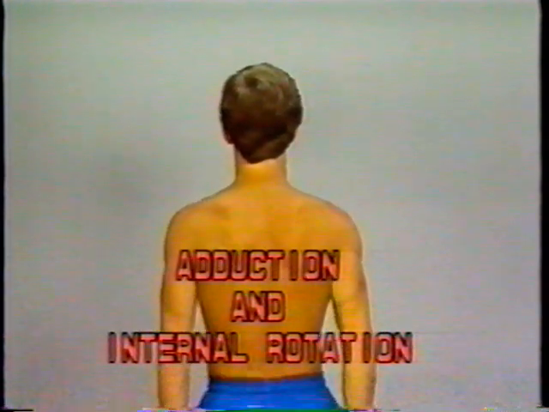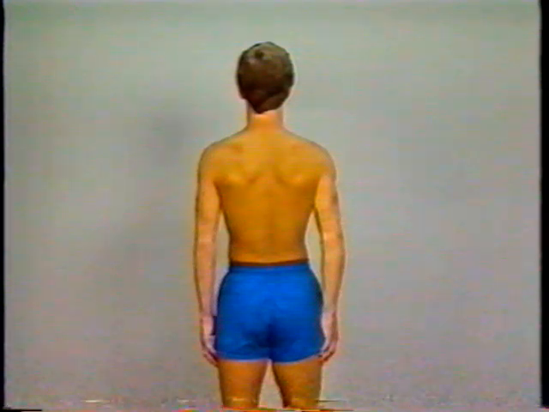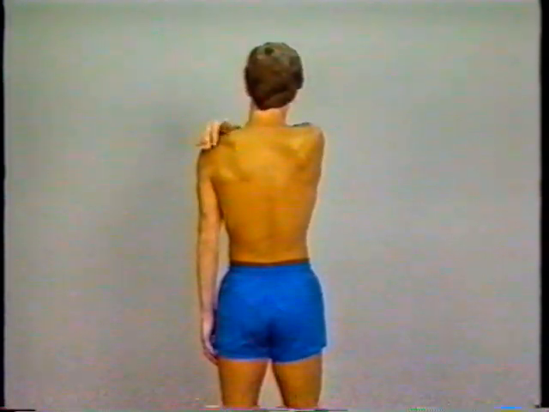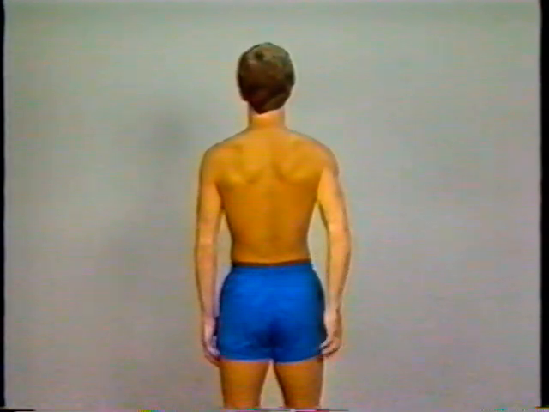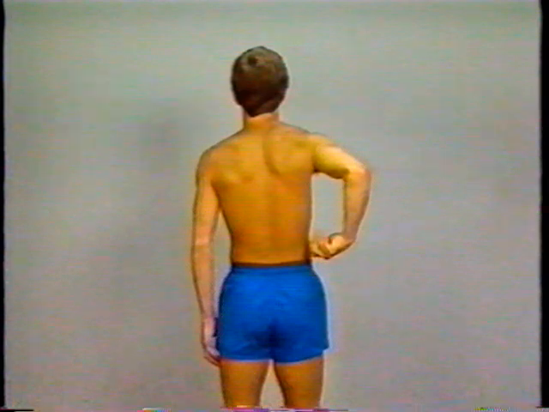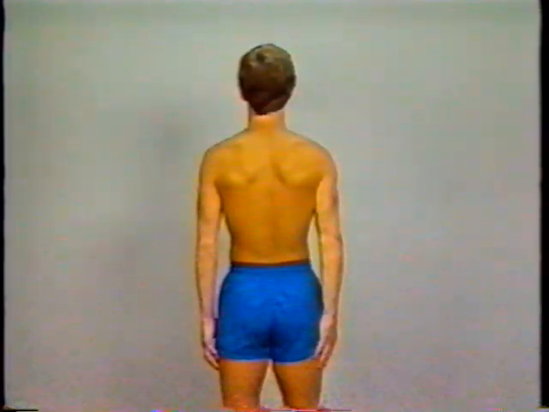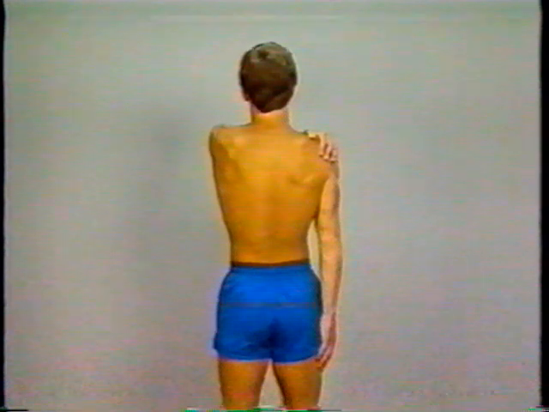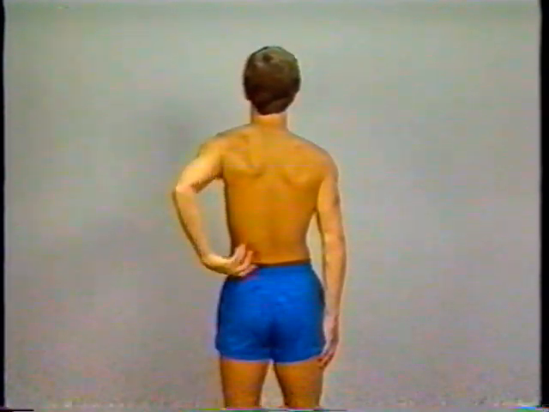Adduction and internal rotation. The patient is asked to reach across the body anteriorly to the opposite shoulder. Also, the patient can be asked to reach behind the back, as in removing the wallet from the back pocket in the male, or doing up the brassiere in the female. The smoothness and rhythm should be assessed during the motions, and any loss of motion or asymmetry between the two sides should be noted.